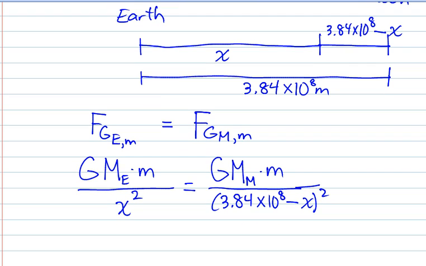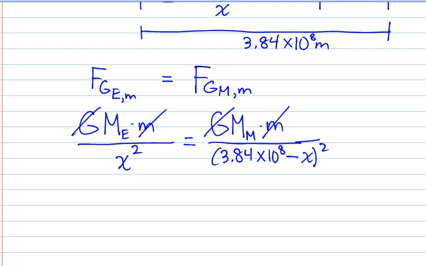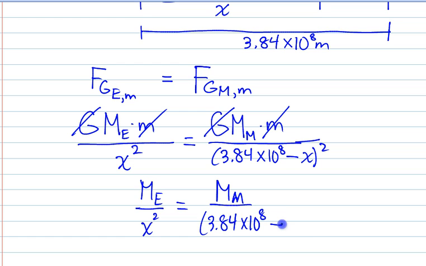And so now a couple of neat things are going to happen. First of all, the constant G will cancel out, and that's nice. I don't have to worry about that. And the mass of the object itself will cancel out. And so we have a fairly simple relationship here: the mass of the Earth over x squared is equal to the mass of the Moon over 3.84 times 10 to the 8th minus x, quantity squared.